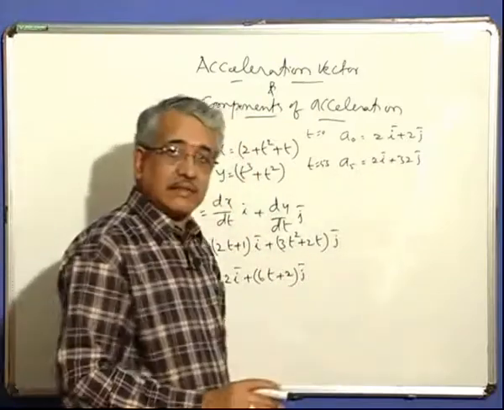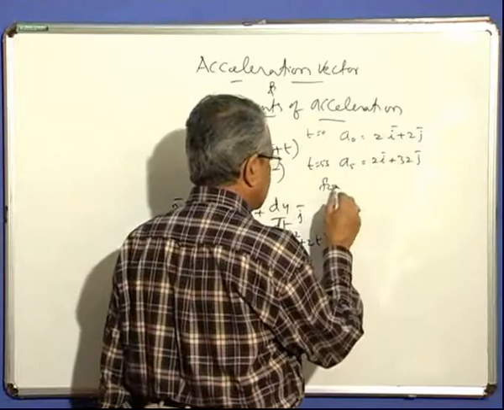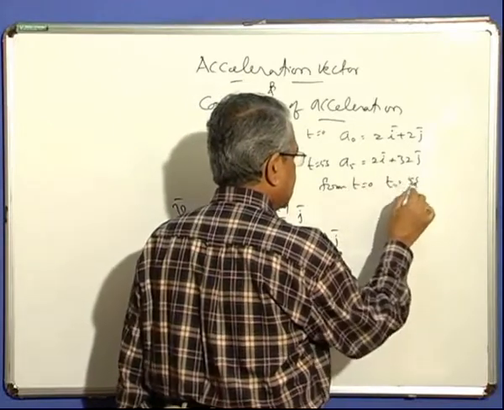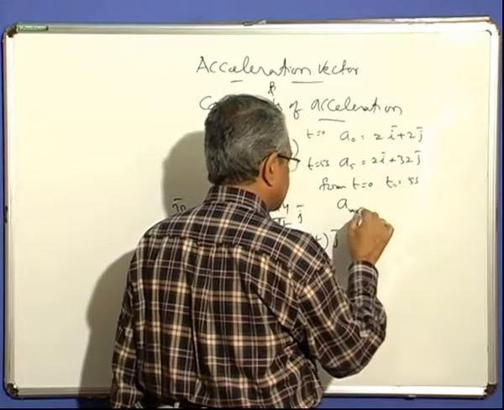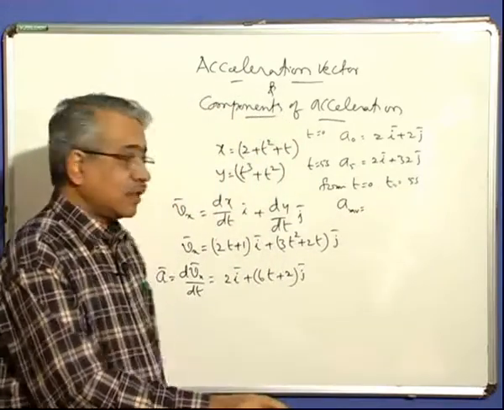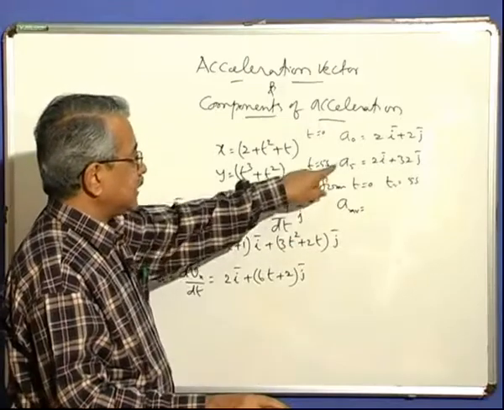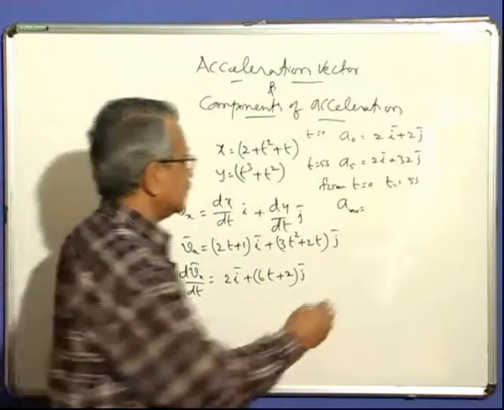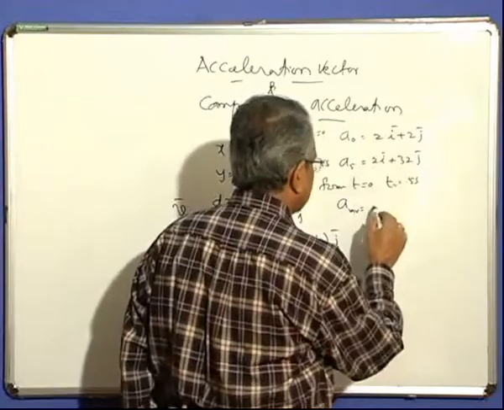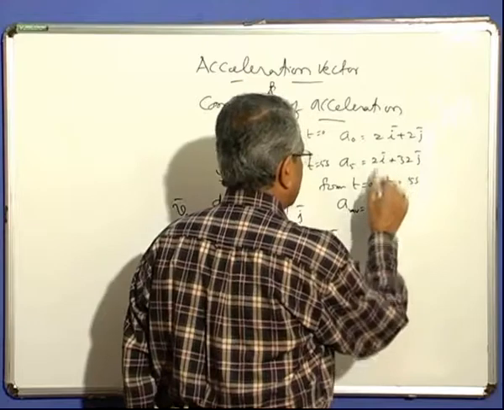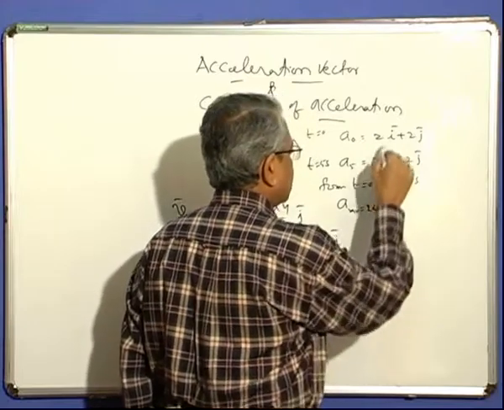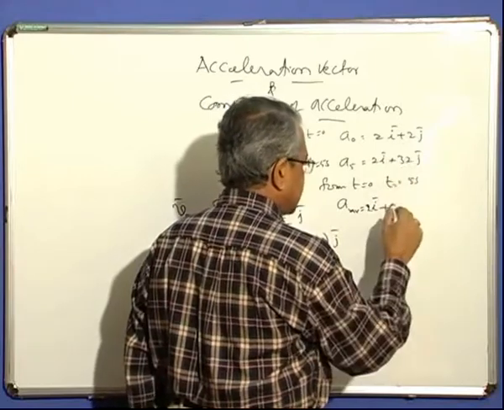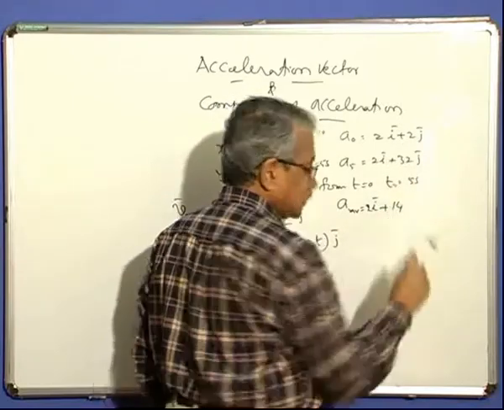You want to find out the average acceleration now from t is equal to 0 to t is equal to 5, say. Average acceleration you want. How do you get it? You can find the average of these two and put it there. You can do it like that. That is the average of the x components, that is 2i plus 2i by 2, so that is 2i. Here it is 32 plus 2 is 34, 34 by 2 is 17.